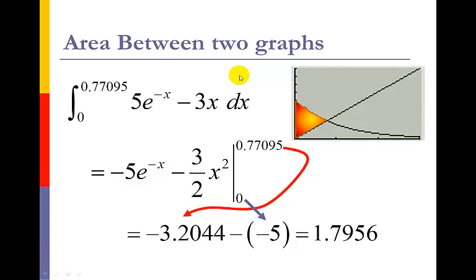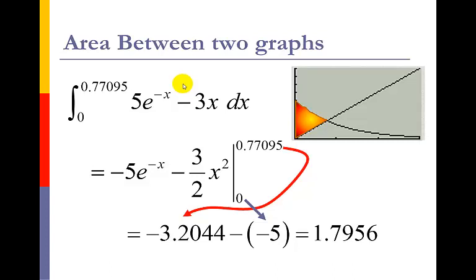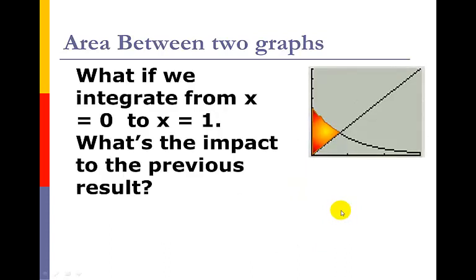Just an extension on this problem. Hey, what if we integrate the same formulas, basically the same area, but what happens if we integrate from 0 to 1? Now remember on this problem before, we went from 0 to 0.77. So what happens if I go a little bit beyond and actually go to 1? What would happen to this value? Would the value get larger? Would it get smaller? What do you think would happen?